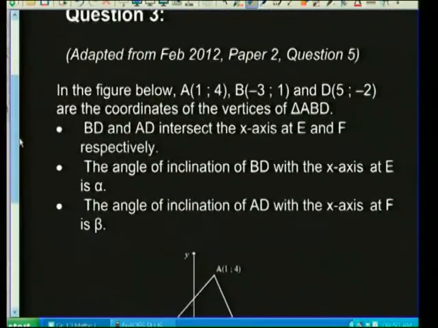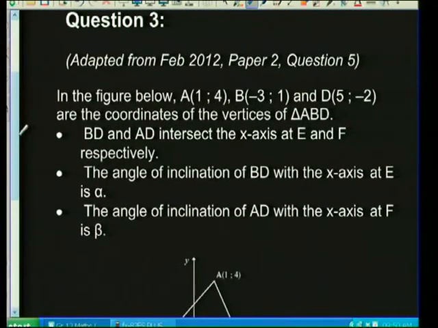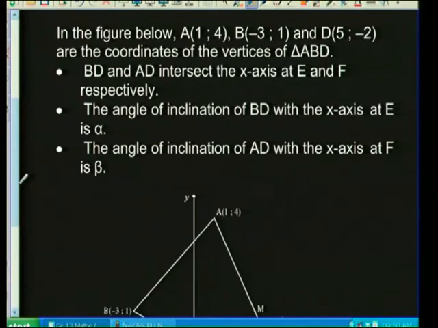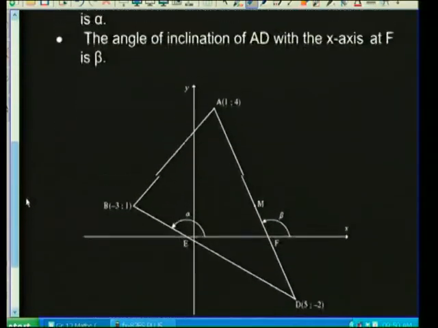Hello there, welcome back. Let's now look at question 3, which is the last question of this particular segment. So, we're looking at, again, an examination past paper question from February 2012, and let's read the information. So I'm going to look and find that there are 3 coordinates on my diagram. A is 1, 4, B is negative 3, 1, and D is 5, negative 2, which is correct.